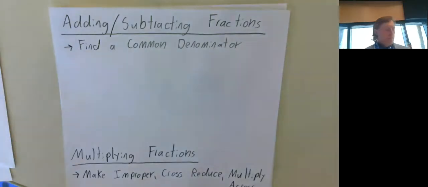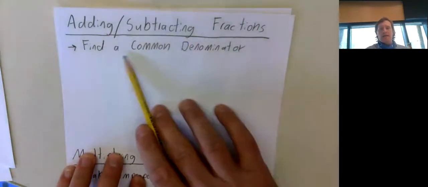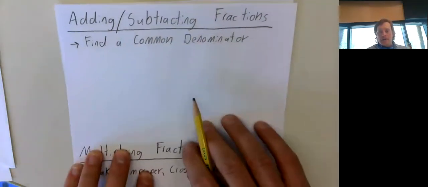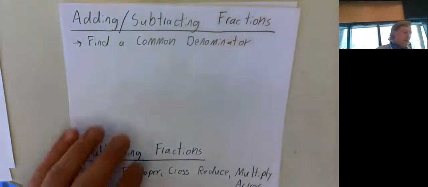All right, team. This video, we're going to go over all four operations of fractions: adding, subtracting, multiplying, and dividing. There are different rules for different operations, so it's important that we keep track of them all. When we're adding and subtracting fractions, the name of the game is to find a common denominator. Okay, we're going to do that by finding the least common multiple.